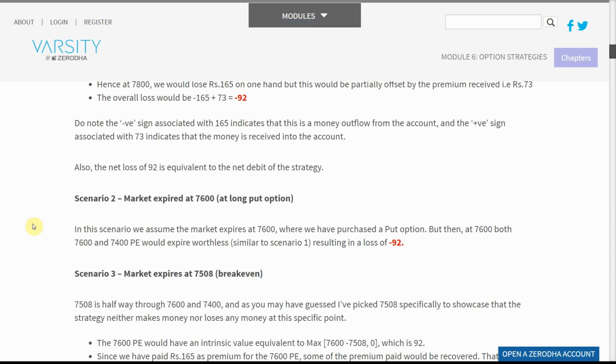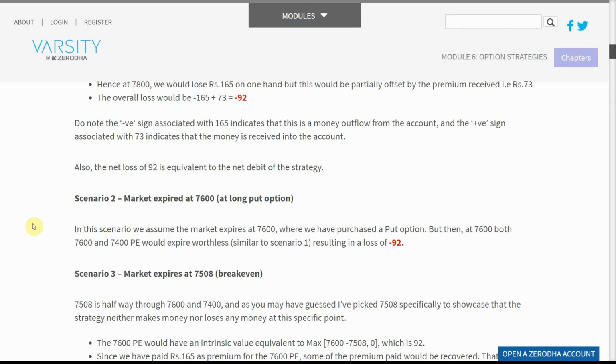Do note the negative sign associated with 165 indicates that this is a money outflow from the account, and the positive sign associated with 73 indicates that the money is received into the account. Also, the net loss of 92 is equivalent to the net debit of the strategy.